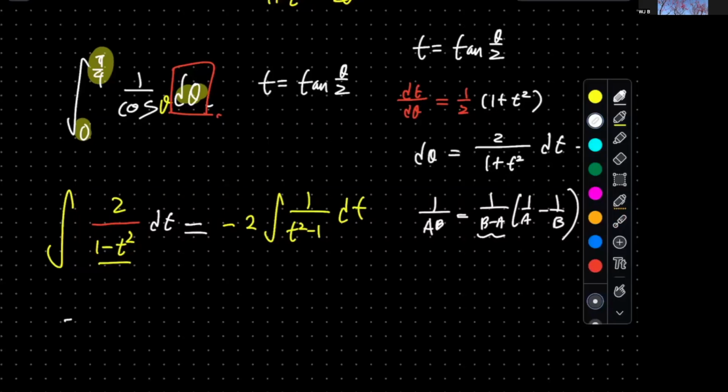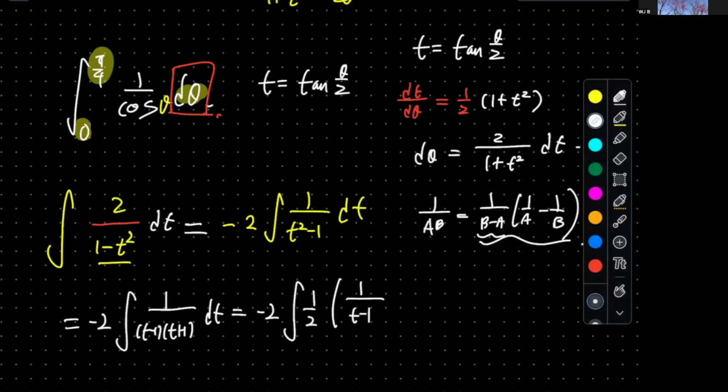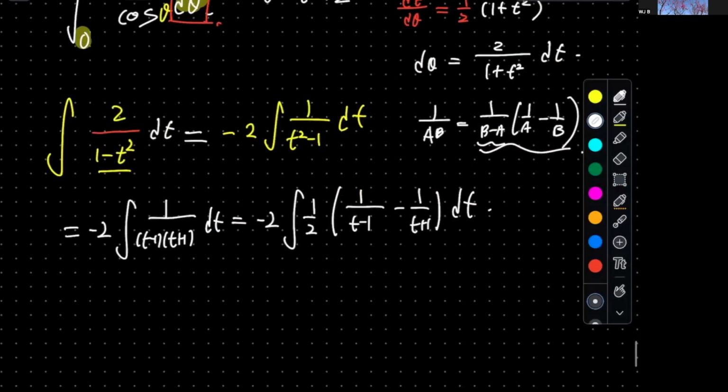So I have a -2 times 1 over, and I'm going to use a difference of squares, t minus 1, t plus 1, dt. Very good. Then I'm going to use this partial fraction identity. I have -2, and if I do the B minus A, I get 2. That is beautiful. I'm going to have 1 over t minus 1, minus 1 over t plus 1. Excellent. So the 2 cancels out. Now I can multiply the negative inside, which changes the order. So it's going to be 1 over t plus 1 minus 1 over t minus 1 dt.